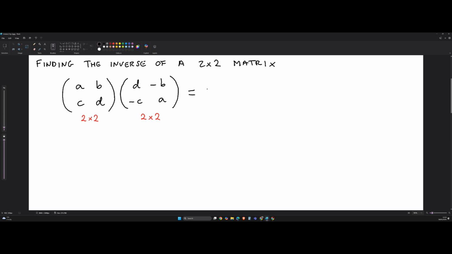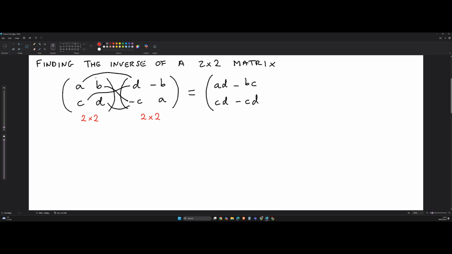Okay, so what's this 2 by 2 matrix going to look like? Well, firstly, we have to multiply this a by this d, and then we have to multiply this b by this minus c. So for the top left hand corner we get ad minus bc. Now just below that we're going to get cd, and then minus cd, which actually gives us 0.